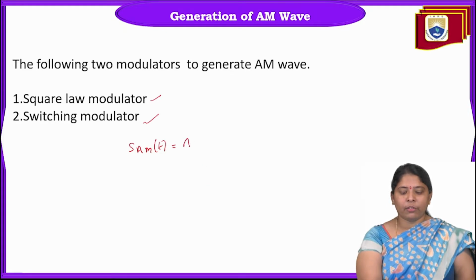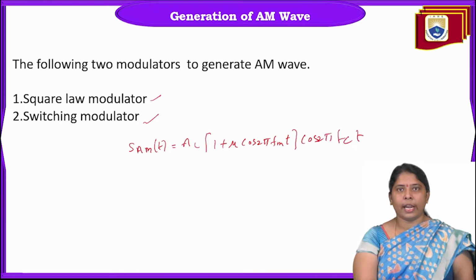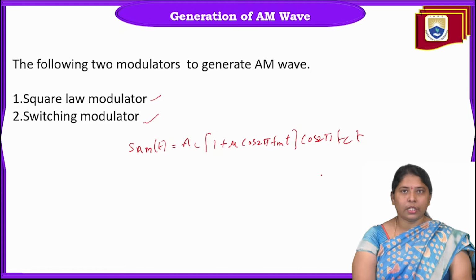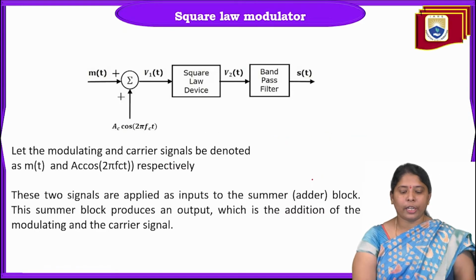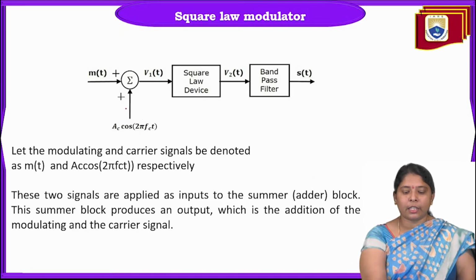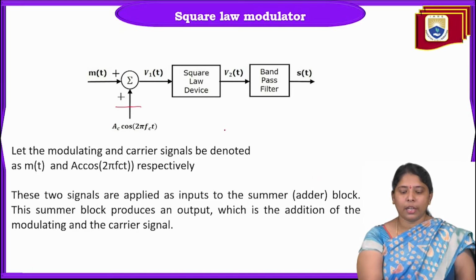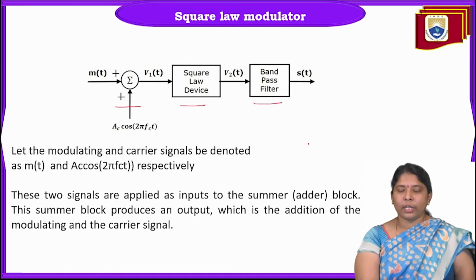So AM wave equation is Ac into 1 plus mu cos 2 pi fm t multiplied with cos 2 pi fc t. So this is the AM wave equation. Let us see the first one, square law modulator. The block diagram of the square law modulator contains three blocks: summer, square law device and band pass filter. So what is a filter?